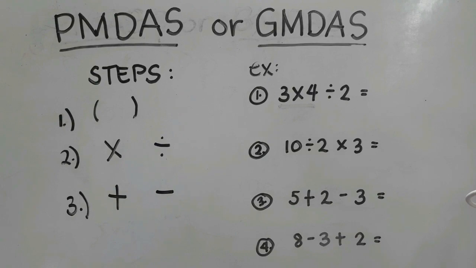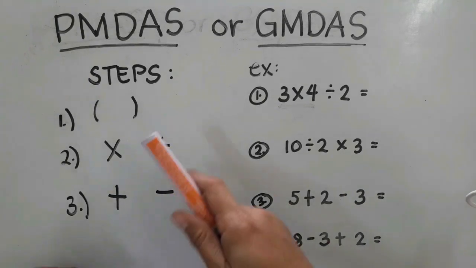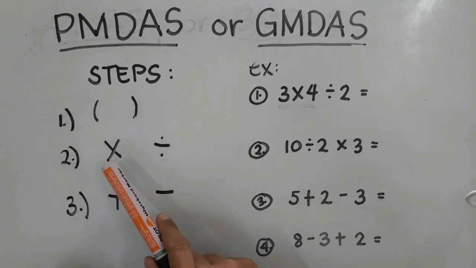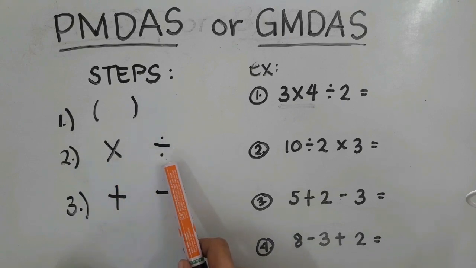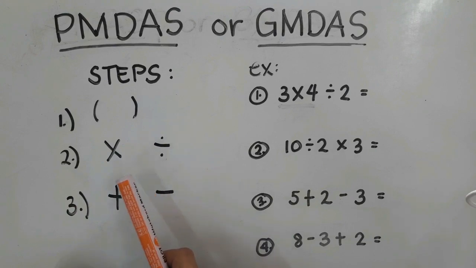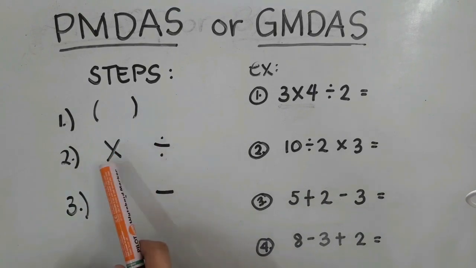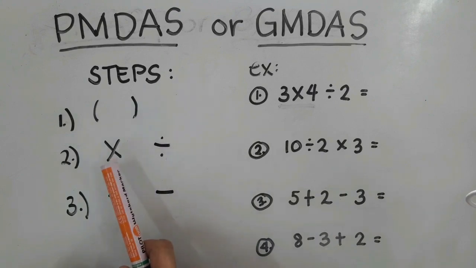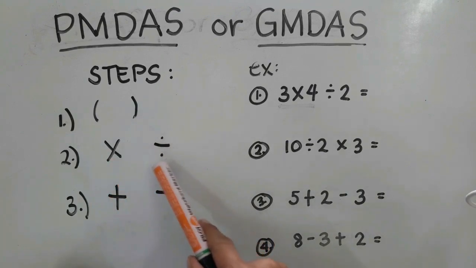Following the PMDAS or the GMDAS rule, these are the steps in solving it. Number 1, you are going to solve first what is inside the parentheses. Number 2, the multiplication and division. Since there are two operations, you are going to solve first the operation that comes first. If multiplication comes first before division, then you have to multiply first. If division comes first before multiplication, then you have to divide first.